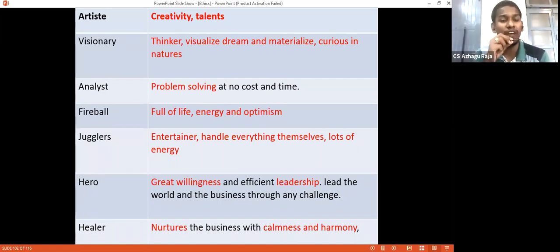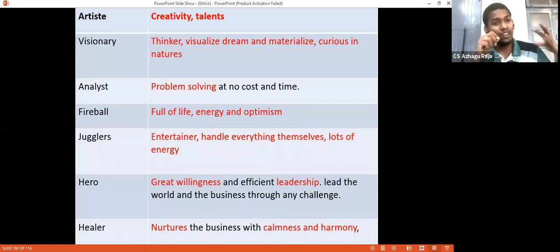And who is a fireball? Full of life, energy, and optimism. So fireballs are always optimistic and full of life. They always feel positive, and they always give positive energy to other people also. Jugglers, basically in olden times, were called entertainers, handle everything themselves, lots of energy.